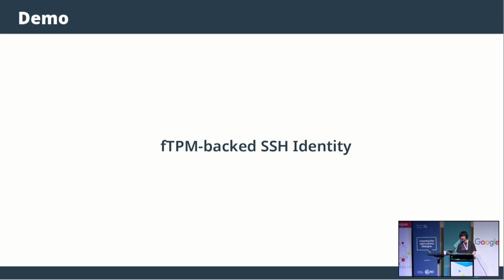Another application is that fTPM can expose itself as a general backend for storing identities. For example, we can store things like SSH identities or OpenSSL private keys inside and delegate crypto operations to the security enclave. There is also no need to change application code interacting with it.